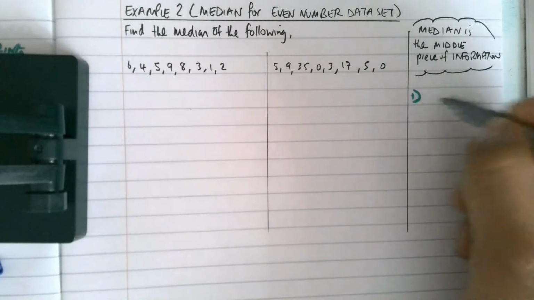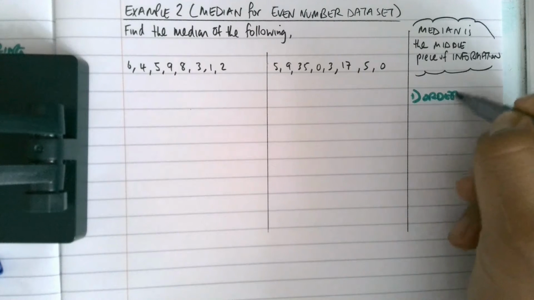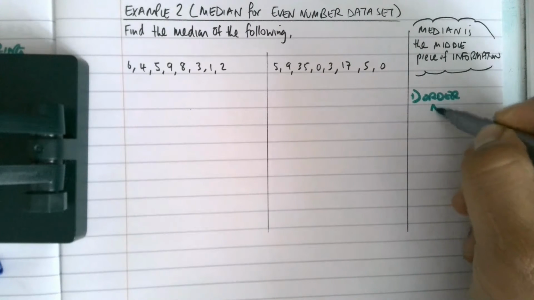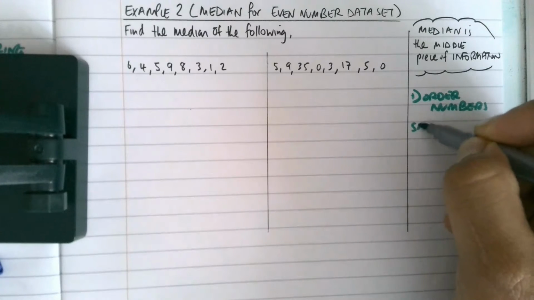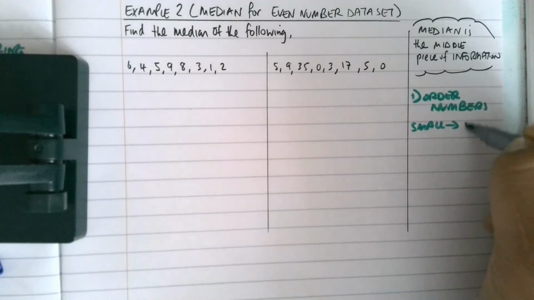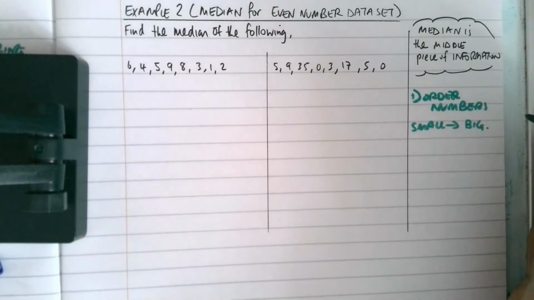Our first step is to just order the numbers from smallest to biggest. I keep saying biggest to smallest. You can do it from biggest to smallest if you'd like, but it's just easier to do it from smallest to biggest. So we're going to order numbers from smallest to biggest.